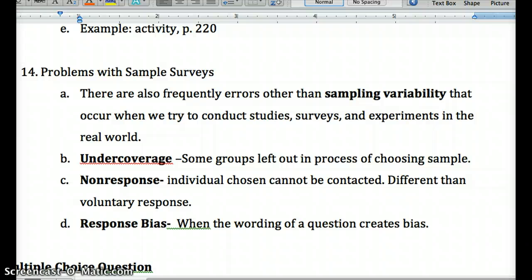Now, response bias is going to be key for your project. You're going to be doing something on your topic and wording a question in 2 different ways. One of the options is to word a question in 2 different ways and see if it creates bias in your results. So see if you can skew the results based on the wording of a question. That's one option.